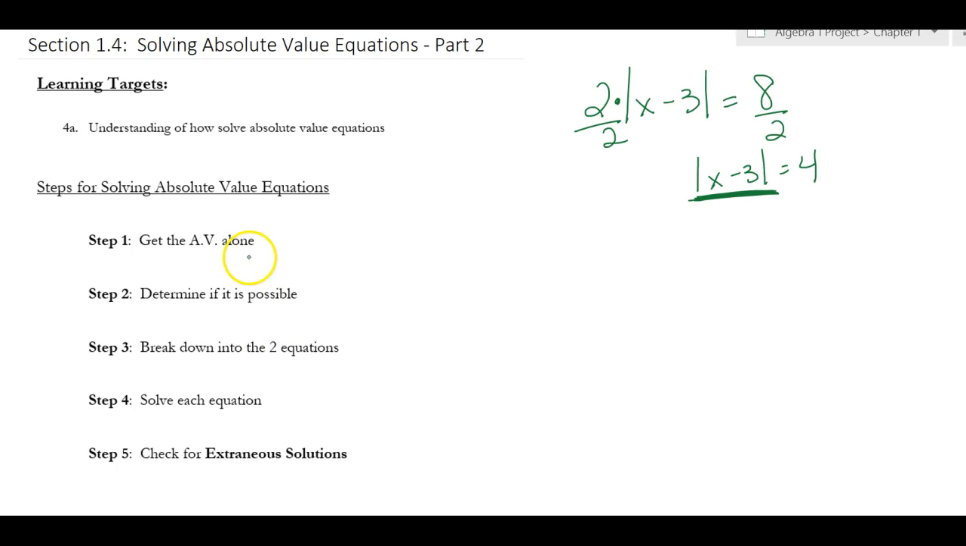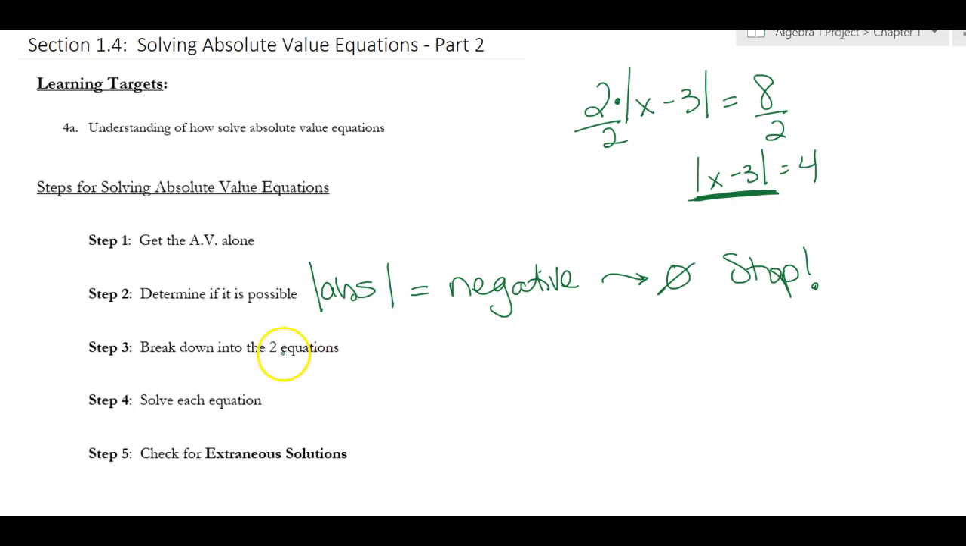You can't have anything on the same side as the absolute value. Right? And now determine if possible. Remember your absolute value must equal a positive. If it equals a negative, then it's a no solution and you stop. And then here you break it down to the two equations, the positive answer and the negative answer. And then I solve each equation.